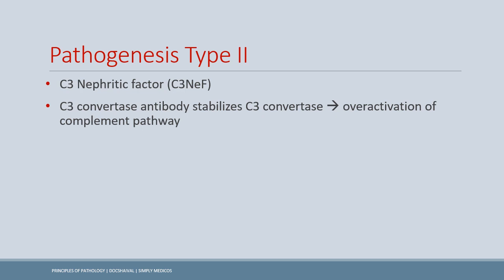Now, this requires a bit of explanation, because what is the C3 nephritic factor? For the activation of the complement pathway, we need to convert C3, and for that we need C3 convertase to convert it into C3a and C3b. You know that. But for the C3 convertase to be activated, some factors are required.